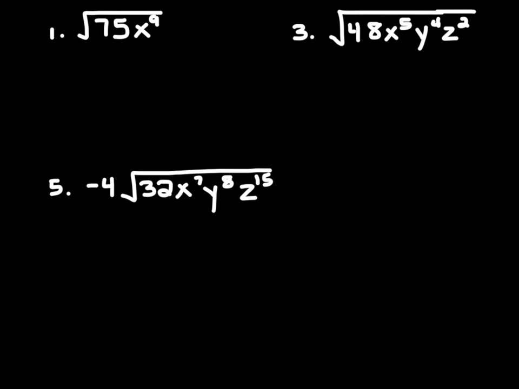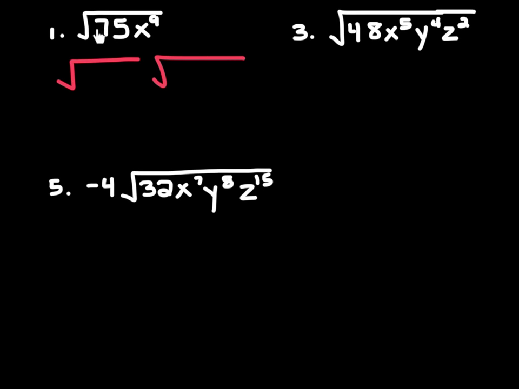Now, if you look at number 1, 75 and x to the 9th, those are not perfect squares. Those are not on the list that we just made. So what you're going to want to do is take this and break it up into 2 separate square roots. And what we're going to do is put all of our perfect squares under this first radical, and what we're left over with, all of our non-perfect squares, under the second radical.